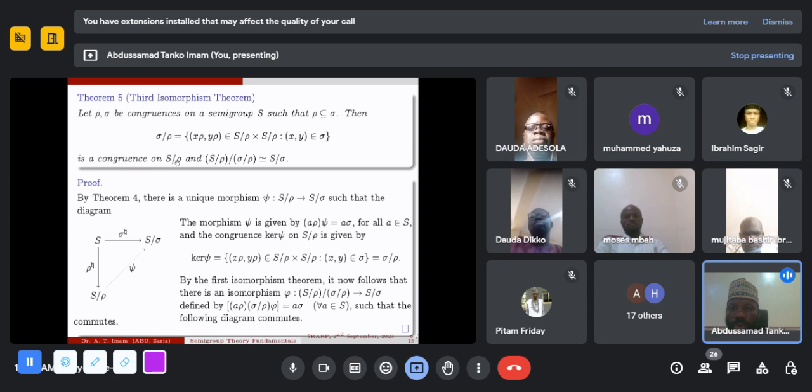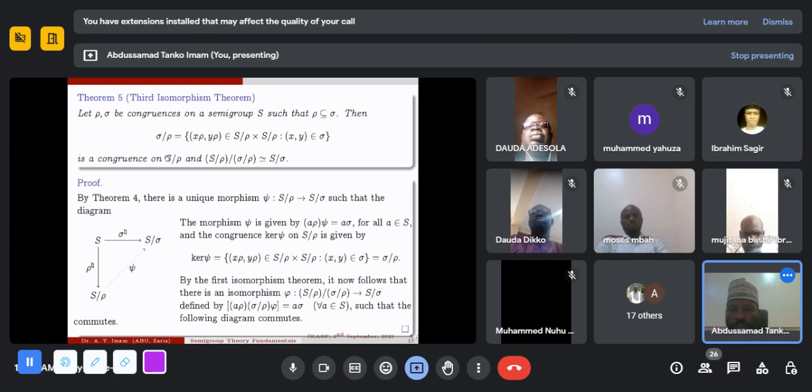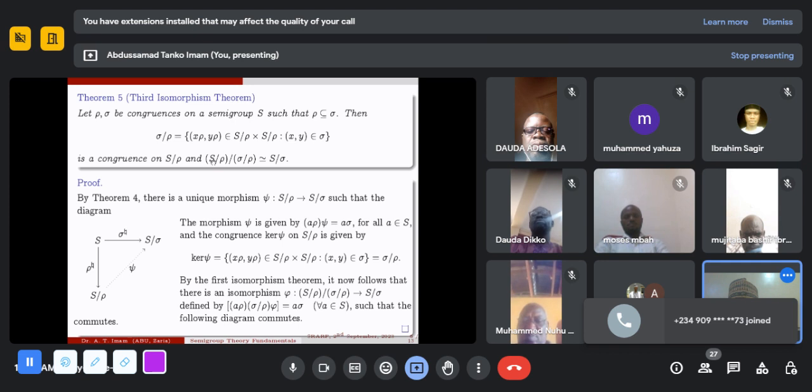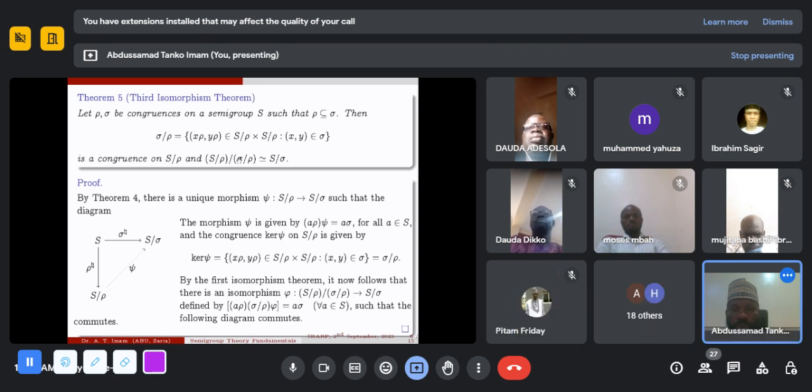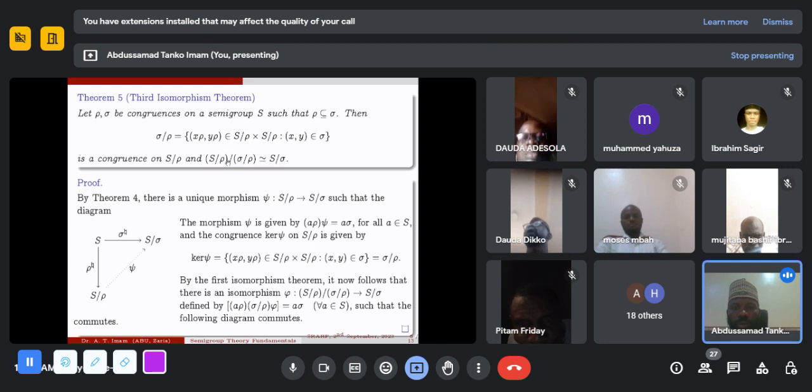And then if it is a congruence, then you can talk about doing the quotient of the quotient by that congruence. So S by rho by sigma by rho. And the theorem is again claiming that this quotient of the quotient is isomorphic to S by sigma. So in other words, you don't achieve anything by taking quotient of the quotient. If you just take quotient semigroup and you quotient it again, you just get, it's isomorphic to the quotient semigroup.